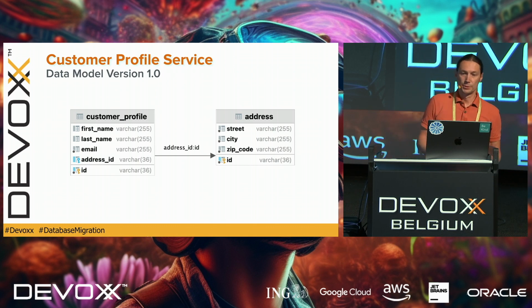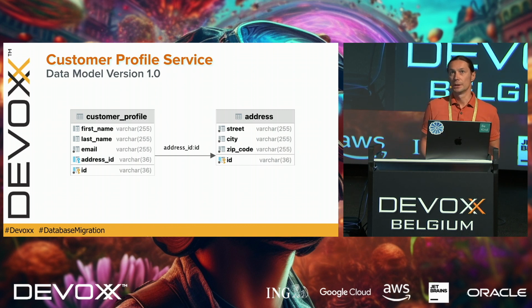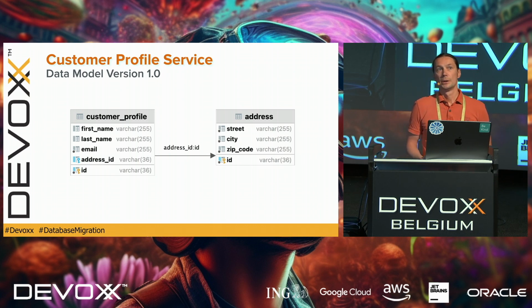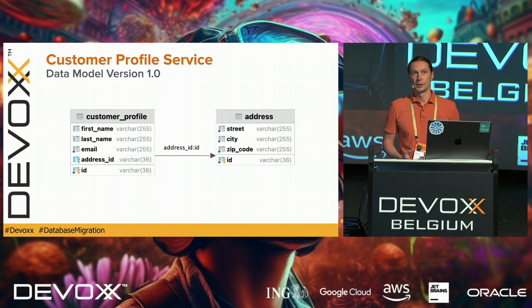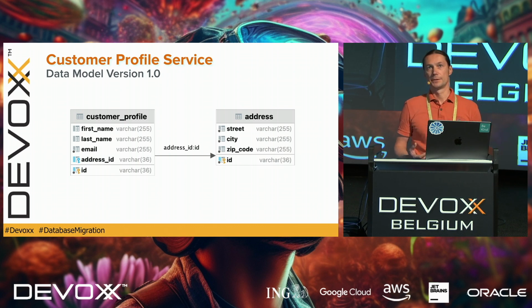And we've chosen a pretty simple data model for that. So we have a customer profile table with the basic attributes like name, email address, and this table references the address table, which contains the postal address of a customer, right? And it also implies that the relationship between these two objects is one-to-one. So in the system currently we can have just one postal address per customer.